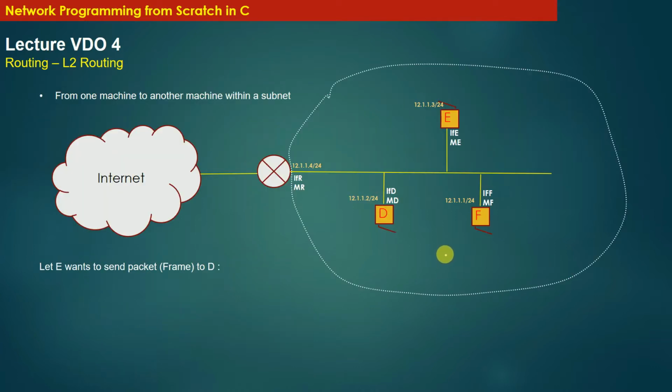Now let us take an example of how L2 routing is done. As I have already told you, L2 routing is done from one machine to another machine within a subnet. Note the word within. Now let us see this example. Suppose E wants to send a packet. Again, when we are discussing L2 routing, the packets are called frames. So it is a terminology. Let E want to send a packet to D.